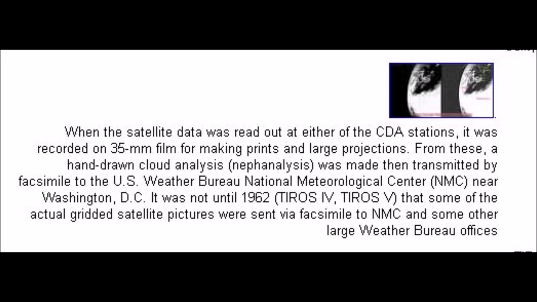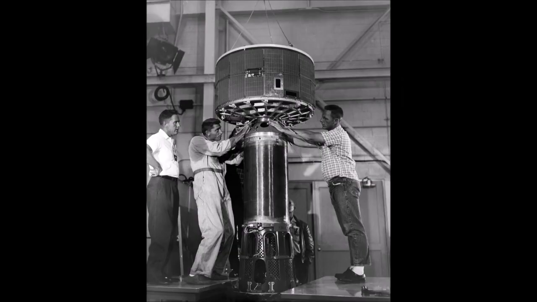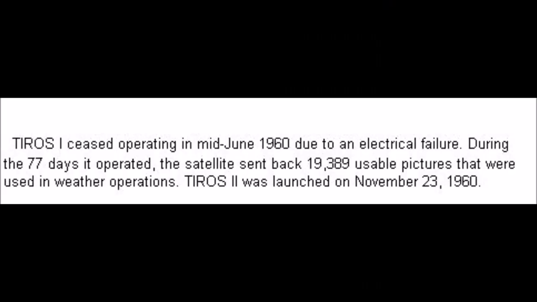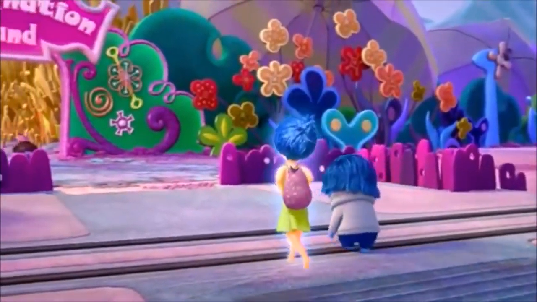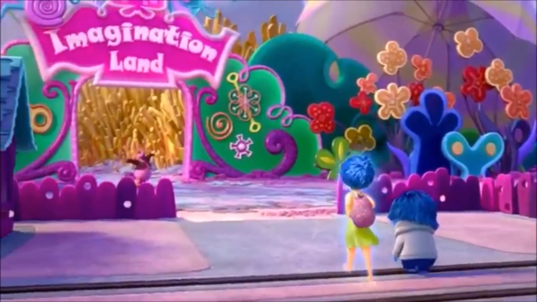It was not until 1962 that some of the actual gridded satellite pictures were sent via fax to the National Meteorological Center and some other large Weather Bureau offices. So I don't even know what to think of this. It's just ridiculous. During the 77 days it operated, the satellite sent back 19,389 usable pictures that were used in weather operations. It transmitted remotely 400 miles through the vacuum of space and through the entire atmosphere.